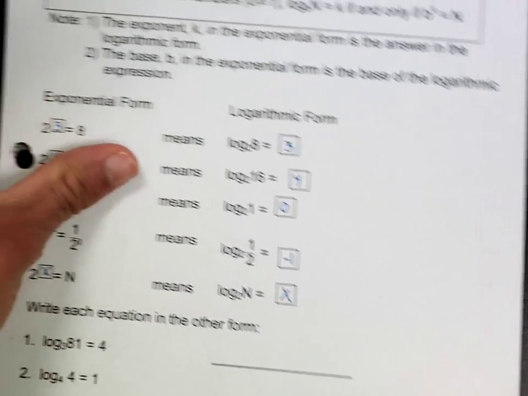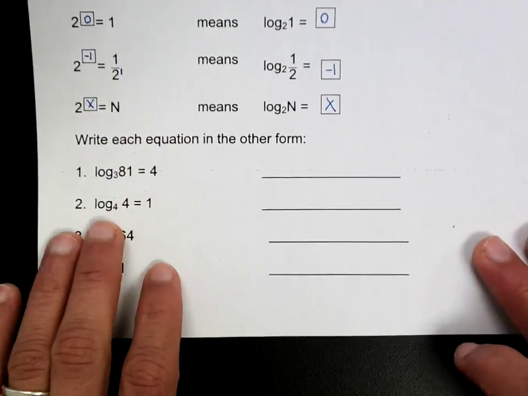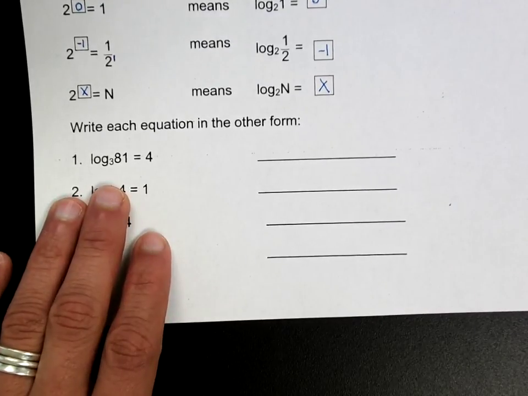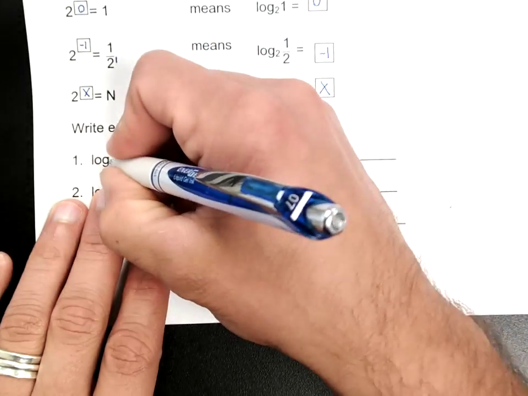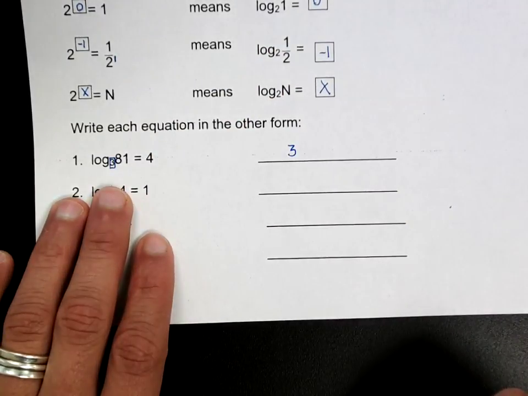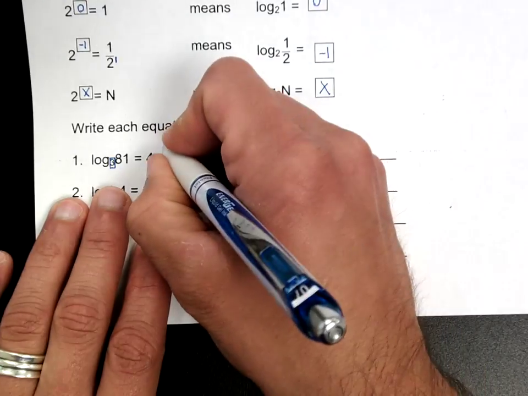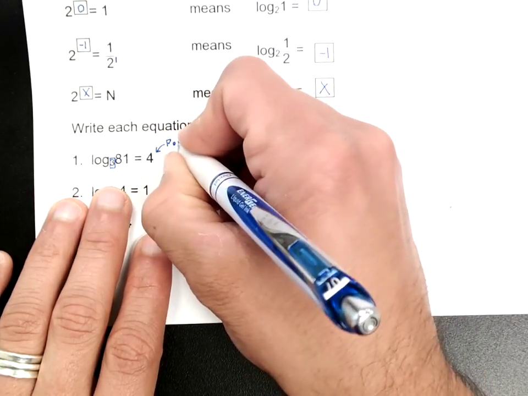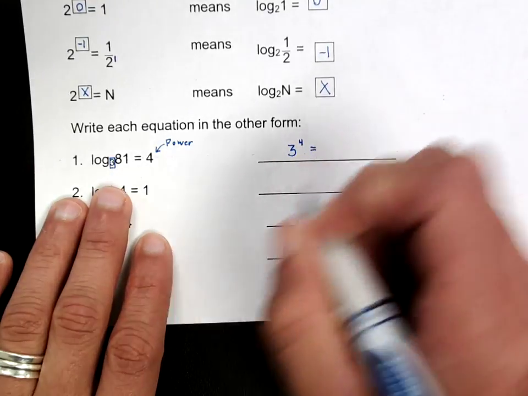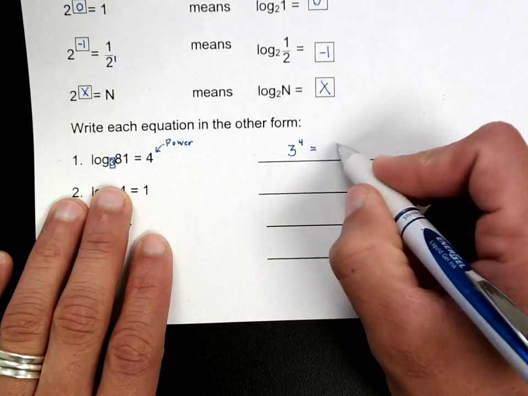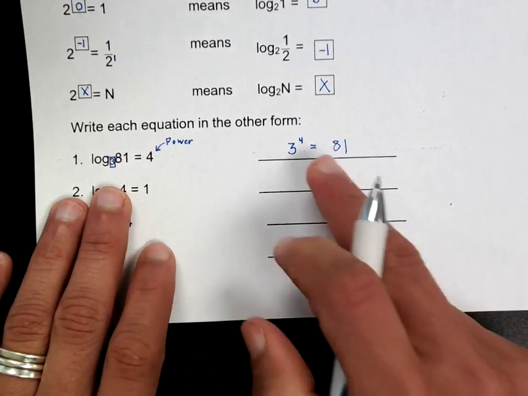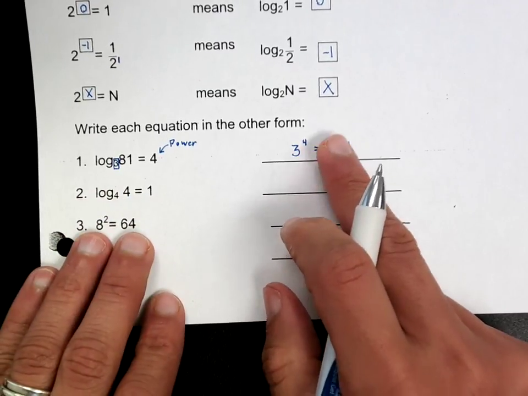So for example, on the next one, they're just asking you to write this logarithm as an exponent. That's actually very easy. The base of this logarithm, which is that 3, is going to be the base of your exponent. And this 4 is going to be the power. So we have 3 to the power of 4, and this 81 is hopefully what that's equal to. It's very easy to tell if you did it wrong, because 3 to the fourth power is 81.